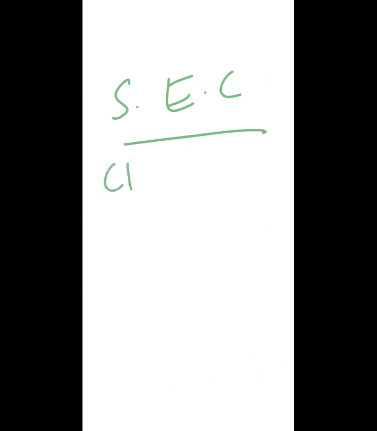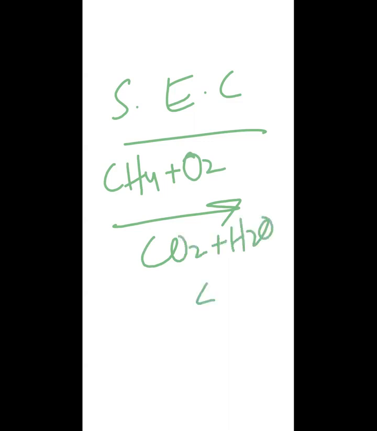For example, CH4 reacts with oxygen gas, and that gives you carbon dioxide, water, and a large amount of heat energy, and that will be negative. Why will it be negative? Because this is a combustion reaction. The reaction is exothermic. Let me balance the equation: there will be 2 and 1, 2. There will be 2. Yes, this is balanced now.